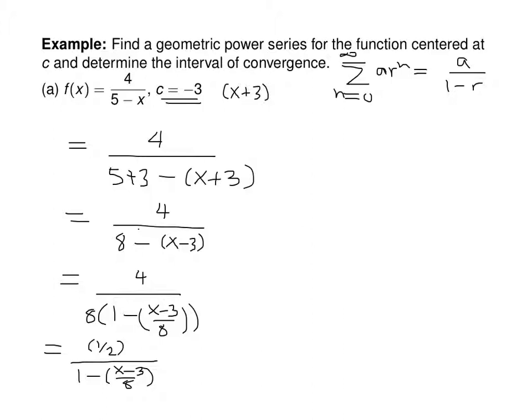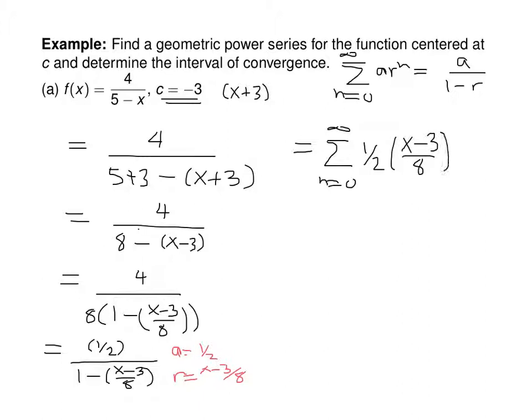And now we can use the geometric sum formula with a equal to 1/2 and r equal to x minus 3 over 8. So this will be equal to the sum from n equals 0 to infinity, 1/2 multiplied by x minus 3 over 8 to the nth. And there are other ways to write that, but I think that's good enough.